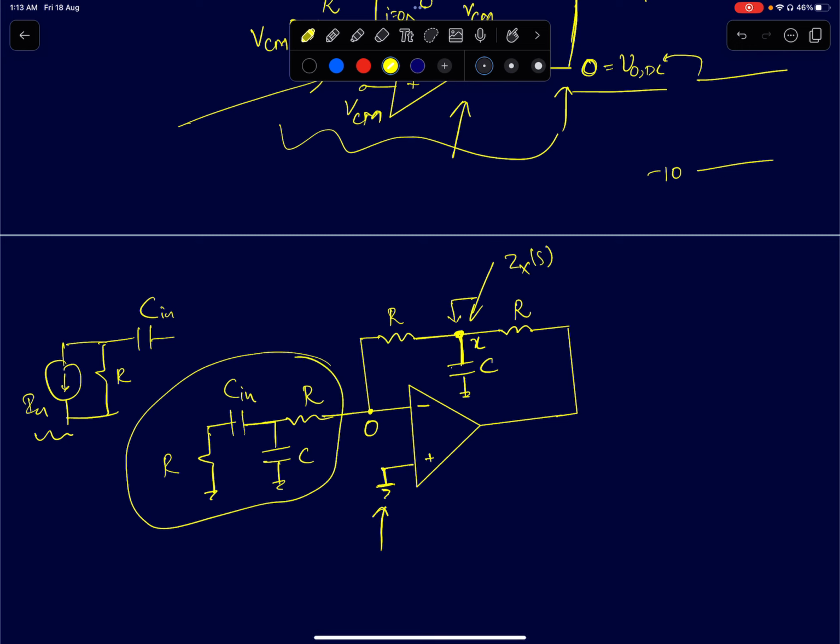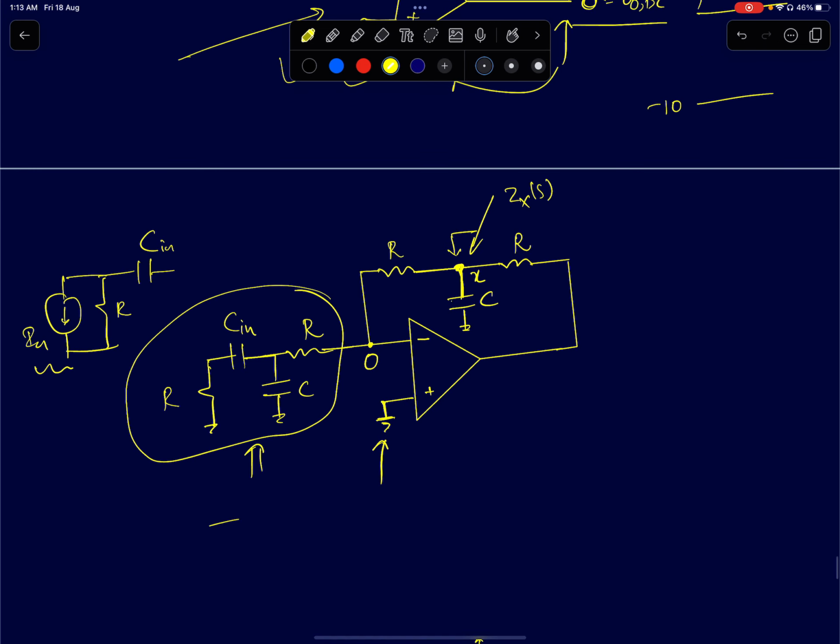R, C in, R and C. This is the network here. So for the analysis sake, I'll assume this entire network as an impedance Z. I can further reduce it, since I have given the assumption that C in is much greater than C. But let's not worry about it right now. This entire network, I'm going to call it Z.